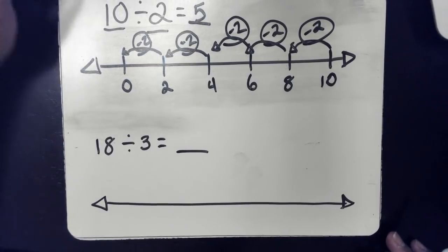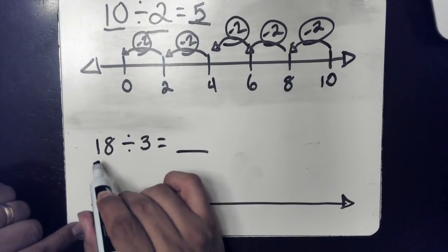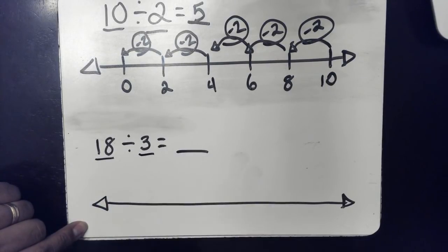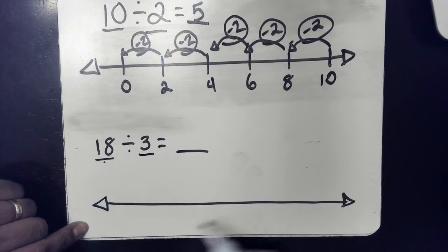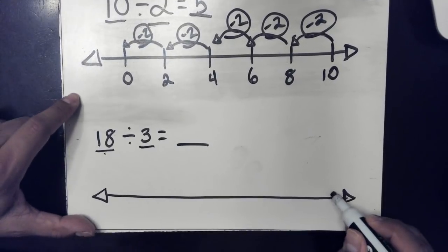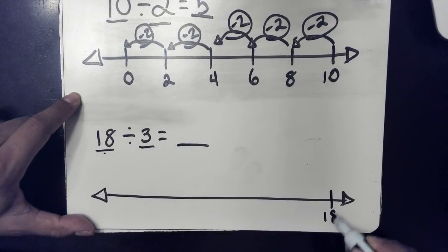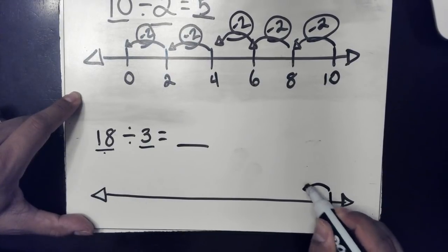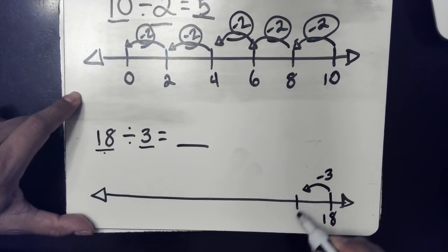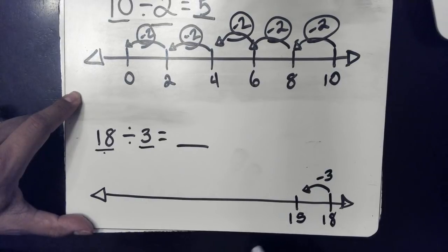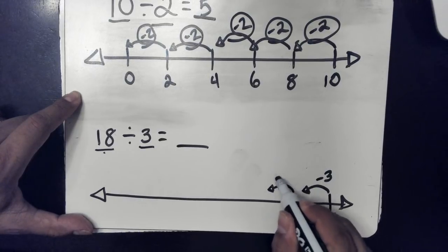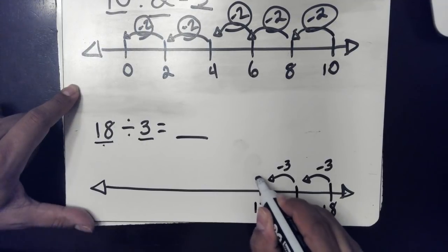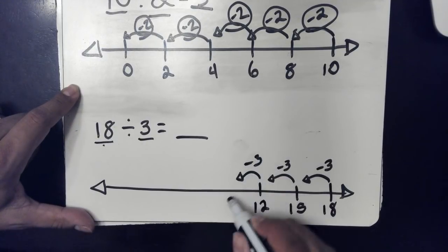18 divided by 3. My dividend is 18, and my divisor is 3. So I'm going to start with 18. And I'm going to subtract 3 every time until I get to 0. 18 minus 3 is 15. 15 minus 3 is going to be 12. 12 minus 3 is 9.